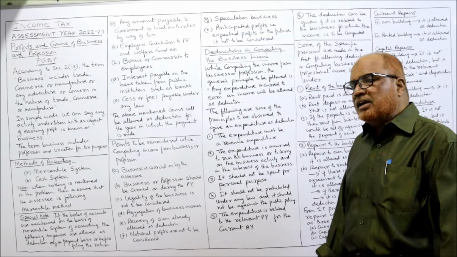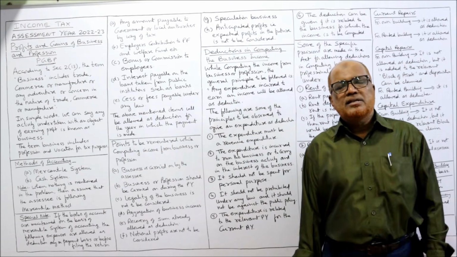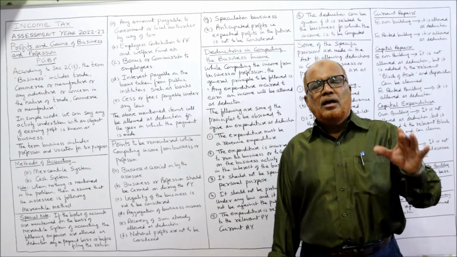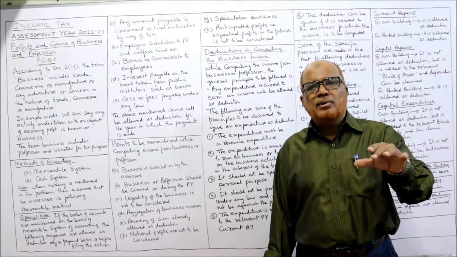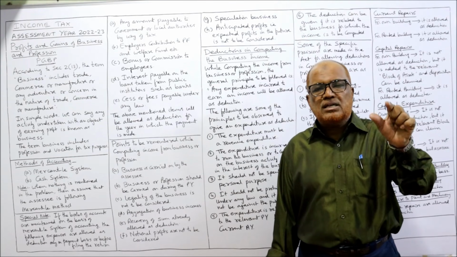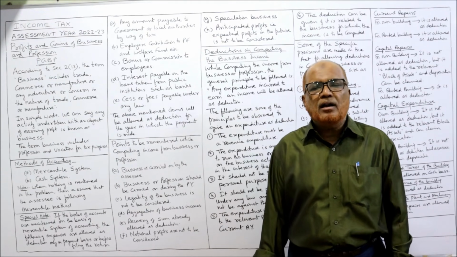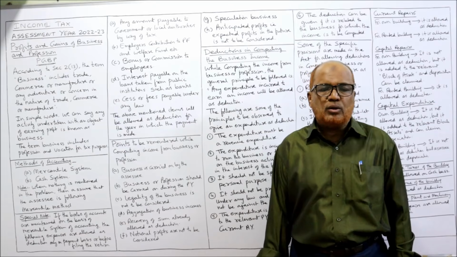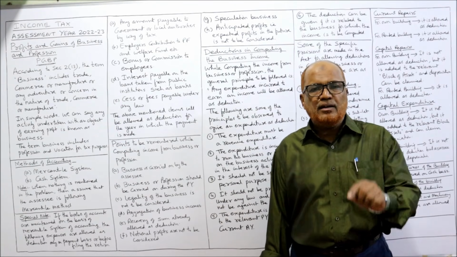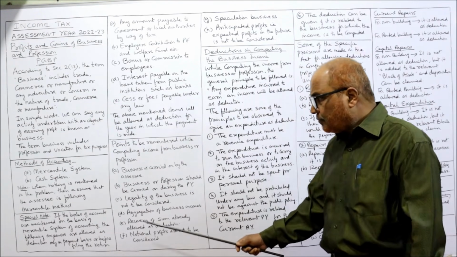Secondly, business or profession should be carried on during the previous year. Second condition says, a business income is taxable only if the business is carried on during the previous year. Our current previous year is 2021-22 and assessment year is 22-23.